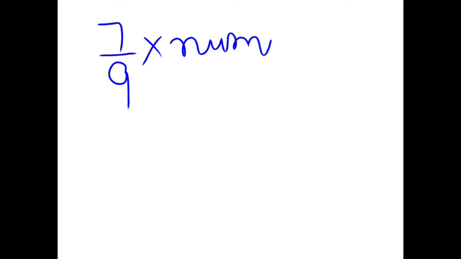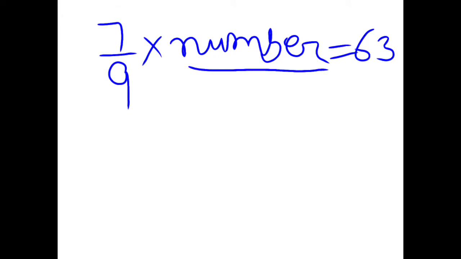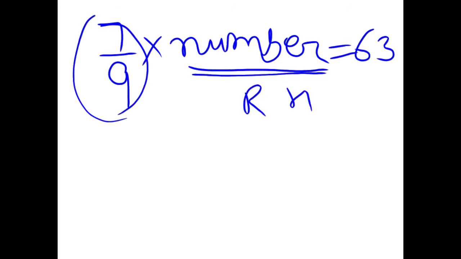They have given you the statement: 7 upon 9 and any number multiplied, the result is 63. The number they didn't give you is what you just have to find out. So in this case, what can we do? We can send this value to the right hand side. And how will we send it? There is a rule to send values to the right hand side.